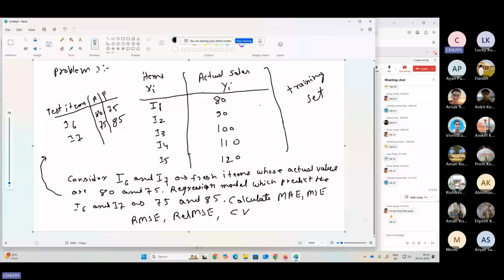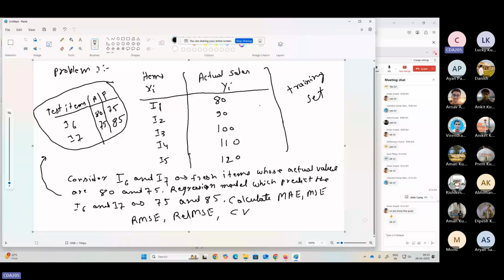Now consider the test set. This is the test set, in which we have the two items, that is I6 and I7. For I6, the actual value is 80 and the predicted value is 75. Whereas for I7, the actual value is 75 and the predicted value is 85.